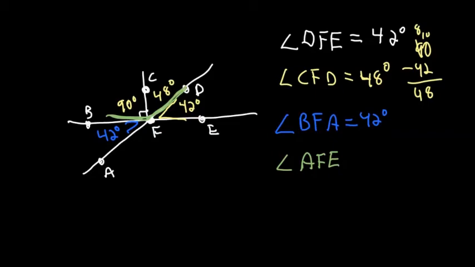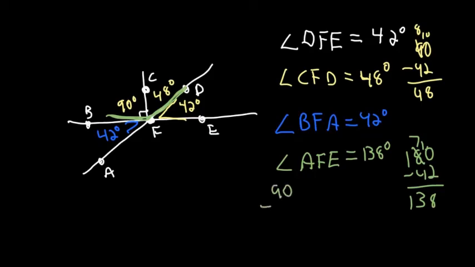You can also solve it by doing a supplementary angle of AFD. So AFD is a line, so it would be 180. And we know DFE is 42. So we just take the 180 and subtract the 42 from it to get 138. So AFE equals 138 degrees. If we had chosen to do BFC plus CFD, we would have done 90 plus 48. You add that up, you get 138. So we got the same answer either way.